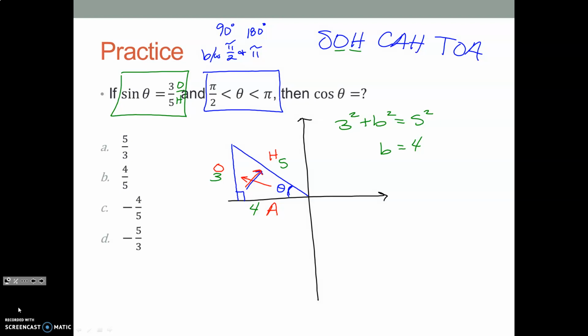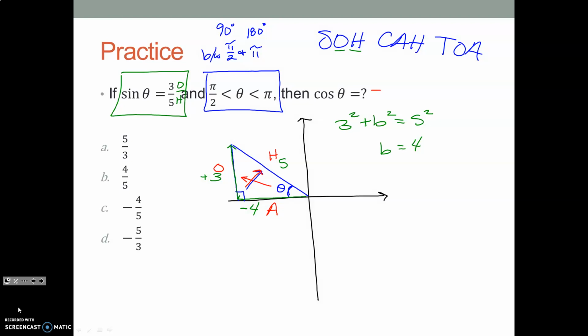However, this is not a positive 4 because I am moving to the left, and when I move to the left, that makes it negative. Is that a positive 3? Yes, because as I'm moving up, that stays positive. So we have a negative 4 and a positive 3. And remember, your hypotenuse is always positive.